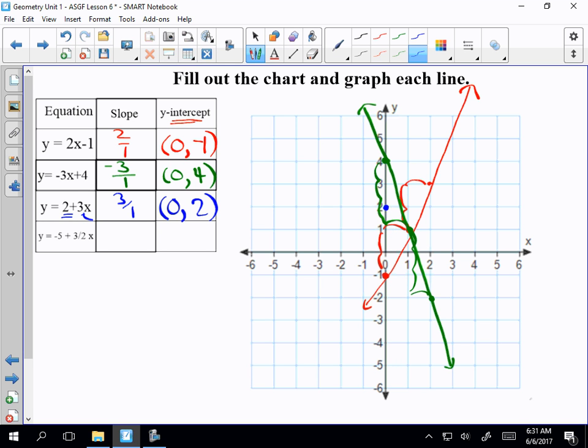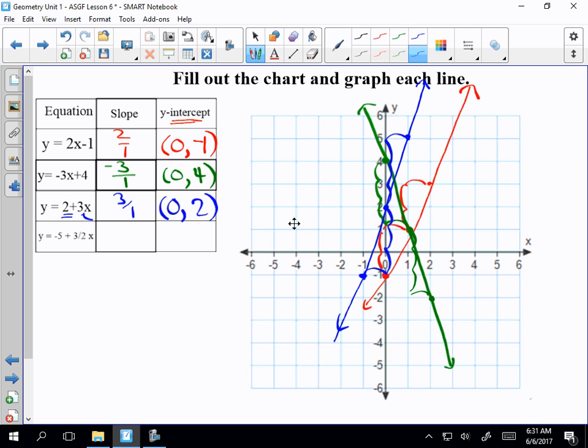Okay, now our graph is starting to get a little busy, so we just have to be careful about that. Going up 3, right 1. Okay, it's a positive relationship. Notice I'm running out of space, so I need to follow the pattern back the other direction. So I'm going to go down and left, because that's negative, negative, which also gives us a positive slope.